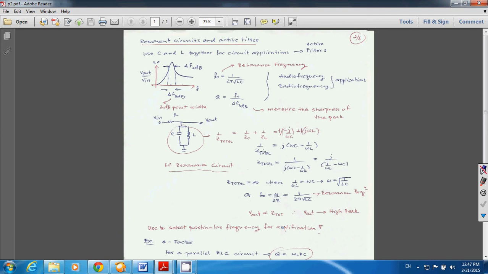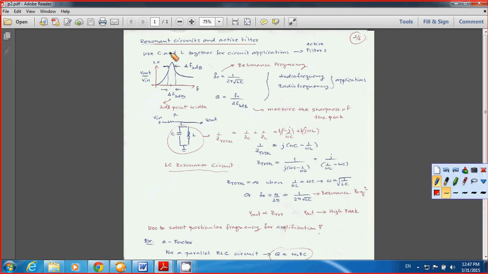Let's take a look at resonant circuits and active filters. We use L and C together for circuit applications. That's what we call an active filter. You take a look at the plot, or you start from the circuit here. When you have C and L in parallel, and you also have R in series here, you apply an input voltage and you expect V output.